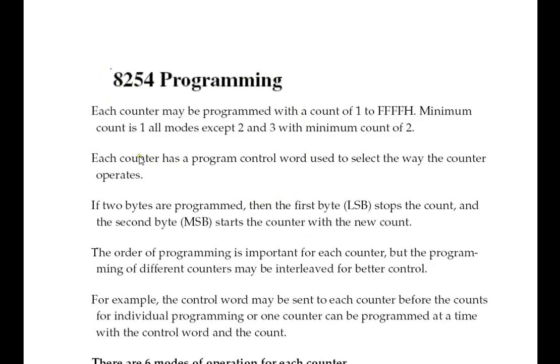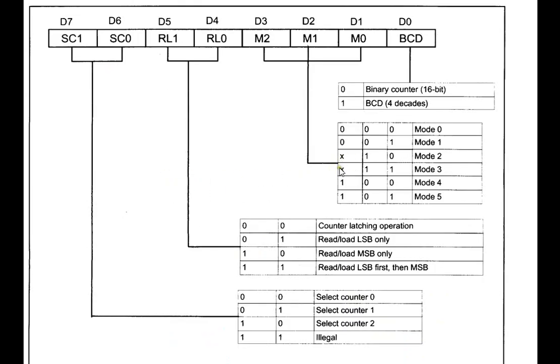8254 programming. Each counter may be programmed with a count of 1 to FFFF, that is the highest value, and the minimum count is 1. All modes except 2 and 3 have a minimum count of 2, because in modes 2 and 3 we have already seen that there are two cycles, so those are selected with modes 2 and 3, 1 0 and 1 1.